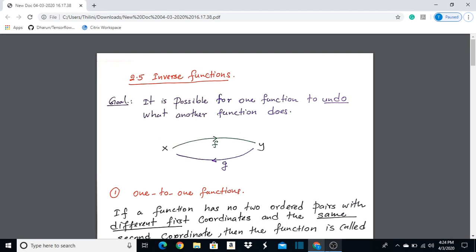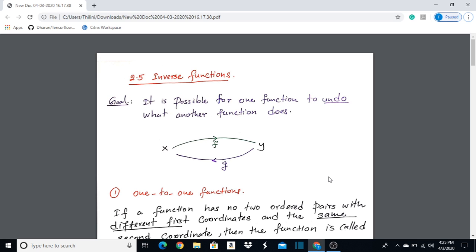Hello everyone. I have already uploaded the last topic of section 2.4 on Canvas. Today I'm going to start the last section of this chapter 2, 2.5, inverse functions.